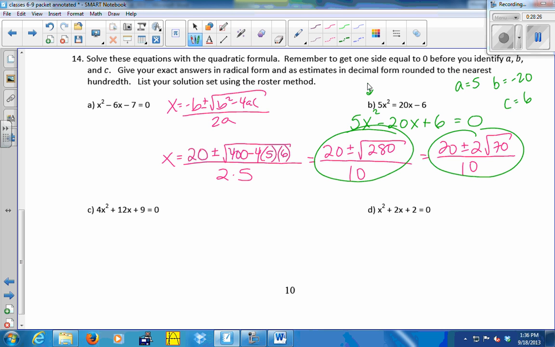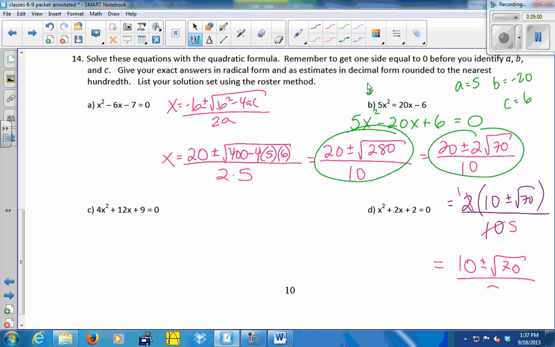So from this numerator, I can factor out a 2. So that's going to be 2 times, so 2 times what gives you 20? 10. And then 2 times what will give you 2 radical 70? Radical 70, over 10. And then I can reduce the fraction 2 over 10 to 1 over 5. So this final answer is 1 over 5 times 10 plus or minus radical 70.